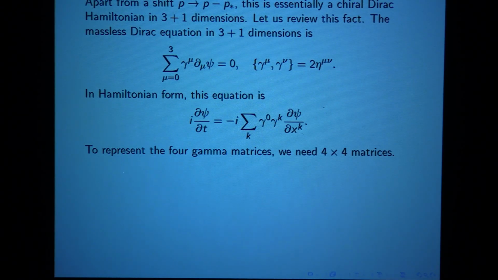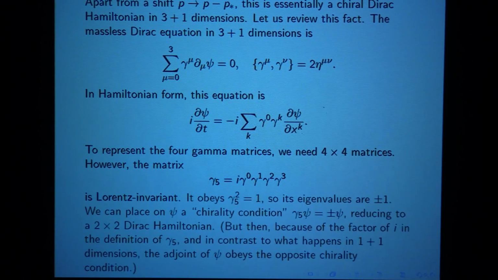Since we now have 4 gamma matrices, to represent them we need 4 by 4 matrices. But an important fact is that the product of all 4 matrices is Lorentz invariant. So one usually multiplies it by a factor of I so that its square is plus 1 instead of minus 1. And it's traditionally called gamma 5 because traditionally the gamma matrices were numbered from 1 to 4, and so 5 came next. But now we've got a little gap. Anyway, gamma 5 squared is 1, so its eigenvalues are plus or minus 1.